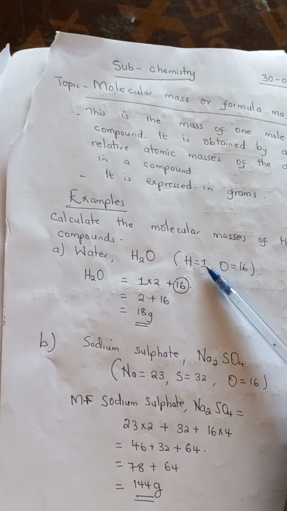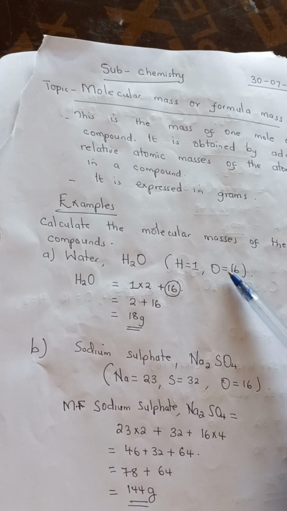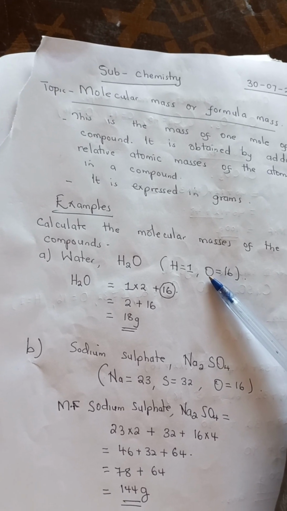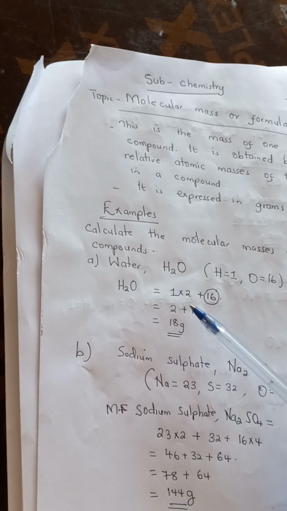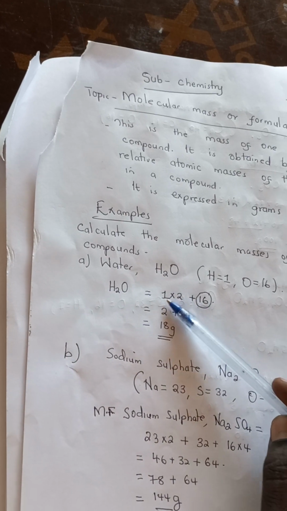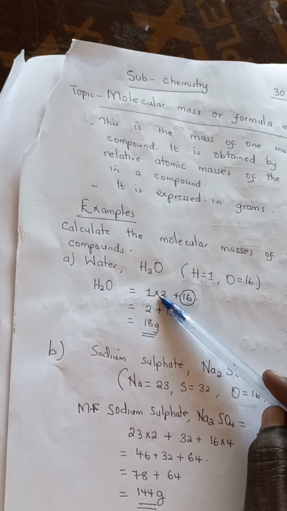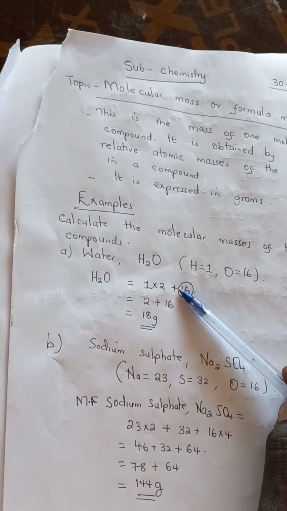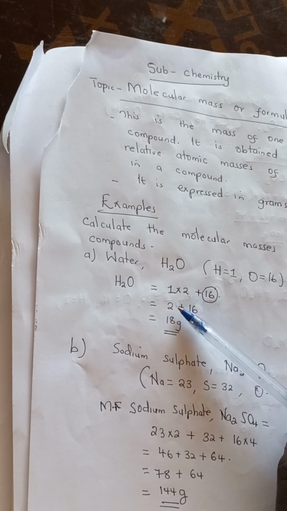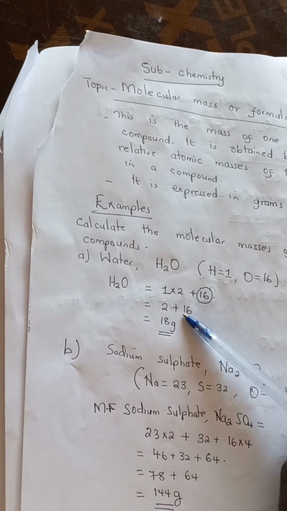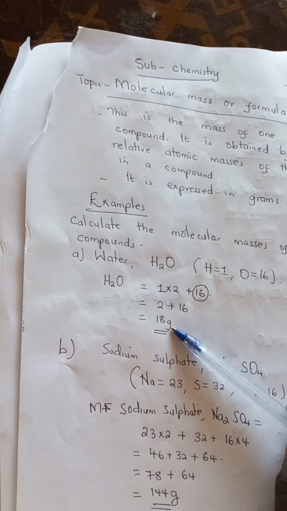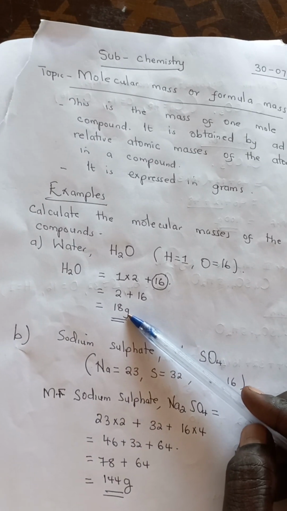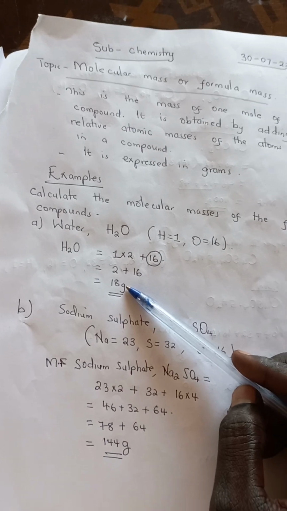The relative atomic mass of hydrogen is 1, the relative atomic mass of oxygen is 16, and when you are asked to find the molecular mass, you will say it is 1 times 2, because there are 2 atoms of hydrogen, plus 16, which is the relative atomic mass of oxygen. So 1 times 2 will simply give you 2, and then plus 16. That will simply give you 18 grams. 18 grams is differentiated from the relative atomic mass, which is not measured in grams.